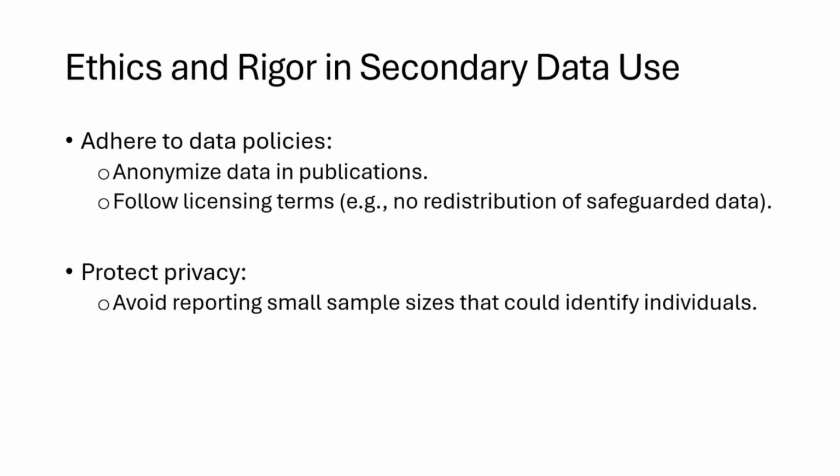And ethics matter even with secondary data. The first, follow usage policies. If you use safeguarded data, never share the raw files. In publications, you need to anonymize results. For example, if a dataset has rare health conditions, avoid reporting small groups that could identify individuals.